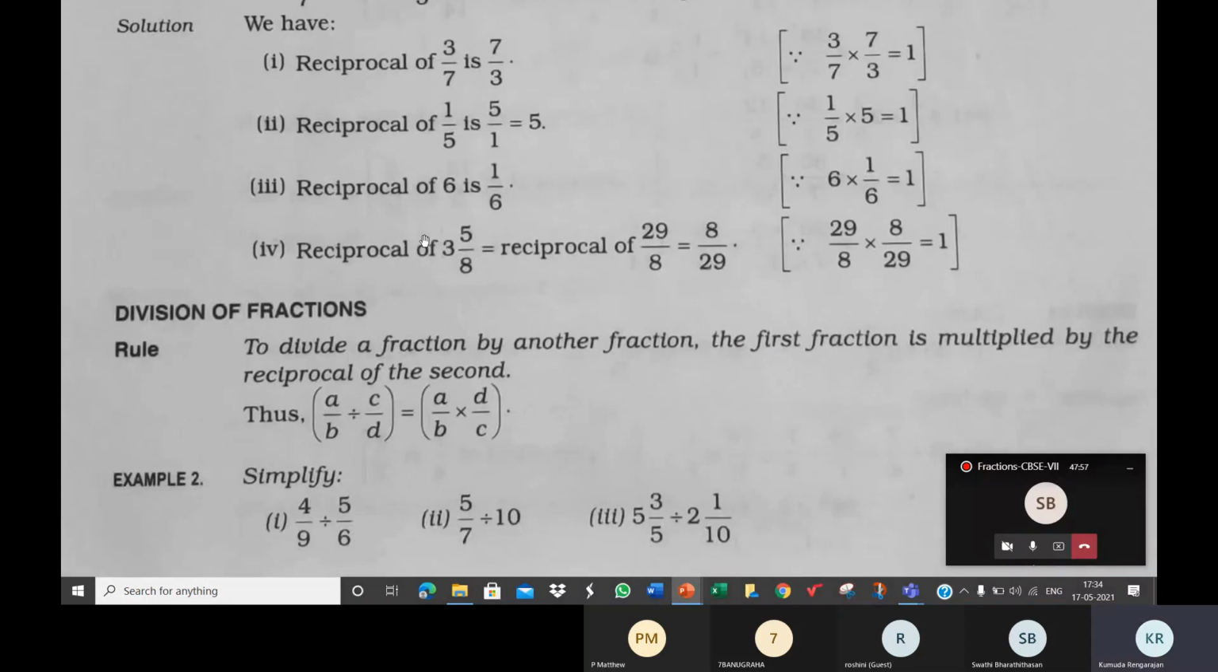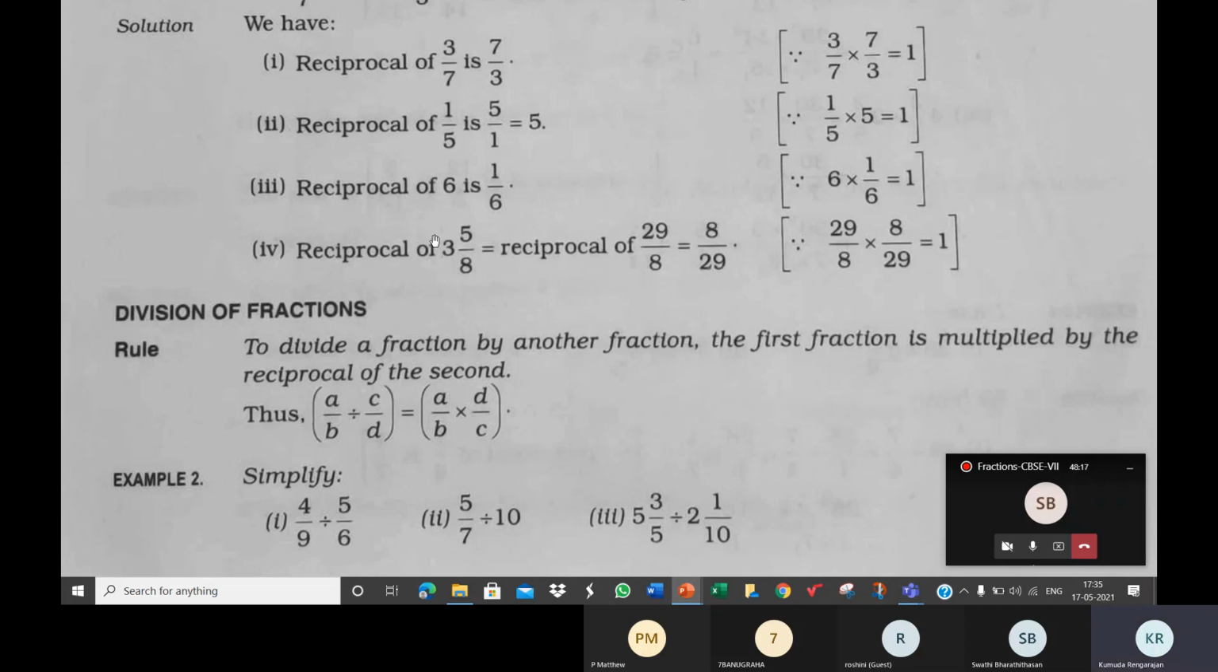So if you have a mixed fraction, you must first convert that to an improper fraction. So this is 3 8s are 24, 24 plus 5, 29. 29 by 8. So the reciprocal of 29 by 8 is 8 by 29.